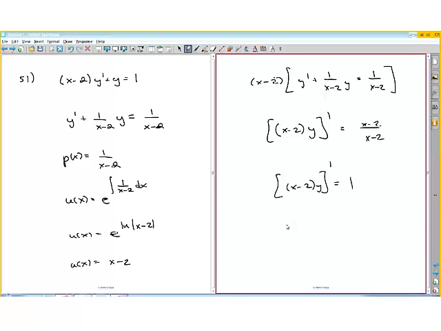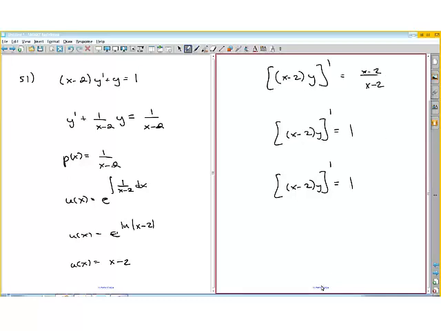Prime. Okay, now you integrate. When you integrate the left-hand side, it just becomes the integrating factor times y. Over here we get x, the integral of 1 is x, plus our arbitrary constant c. So the integral of 1 dx is x plus c.